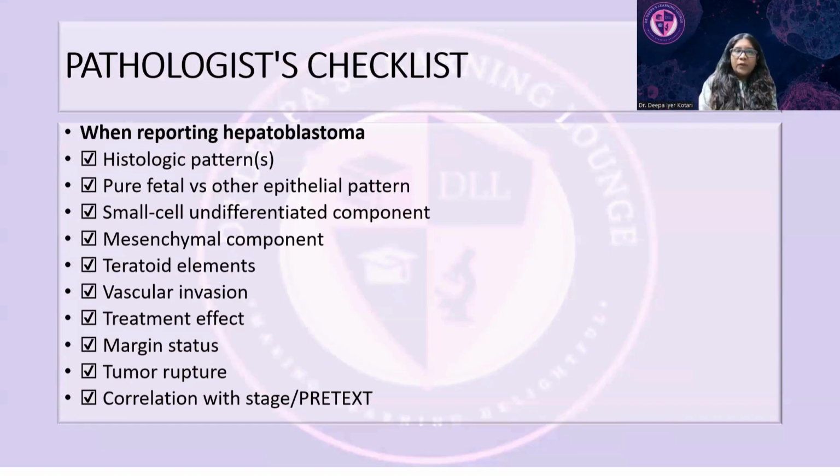From a pathology point of view, when reporting hepatoblastoma, we should have a systematic approach. First, identify and describe the epithelial pattern. If the fetal morphology is present, determine whether it is truly pure fetal. Secondly, look very actively among all the different sections for the small cell undifferentiated component and report its presence without fail. Third, document the mesenchymal and teratoid elements if present. Then assess the surgical specimen for vascular invasion, treatment effect, and margin status. Finally, integrate the pathological findings and radiological staging. A good pathology report should not simply say hepatoblastoma. It should communicate the features which actually affect the prognosis and the management.